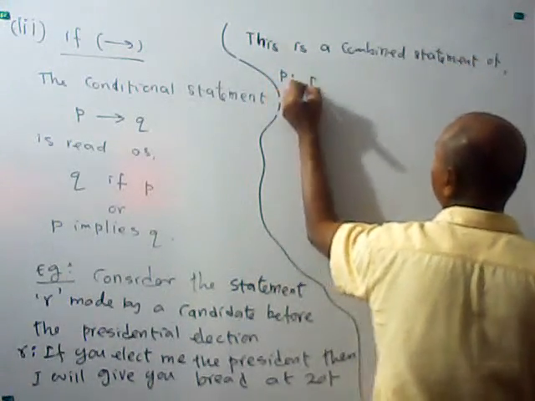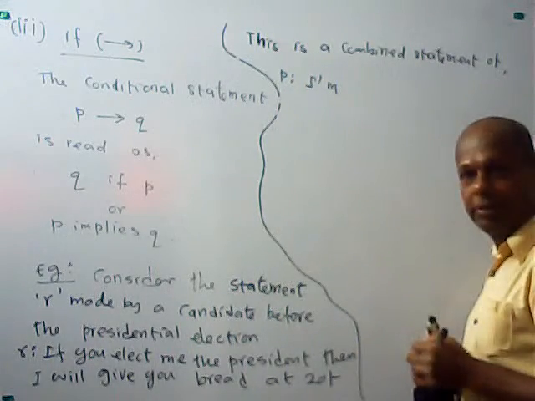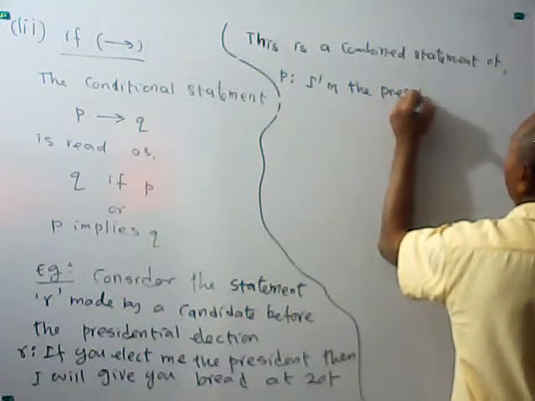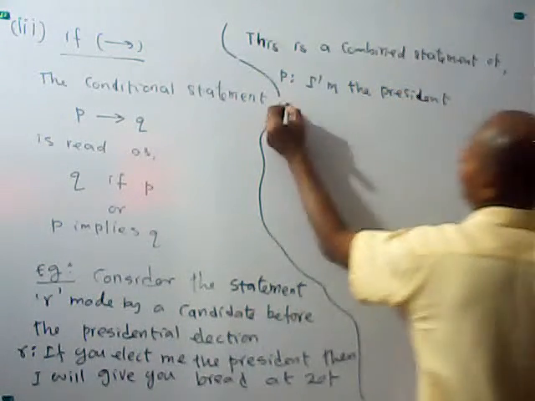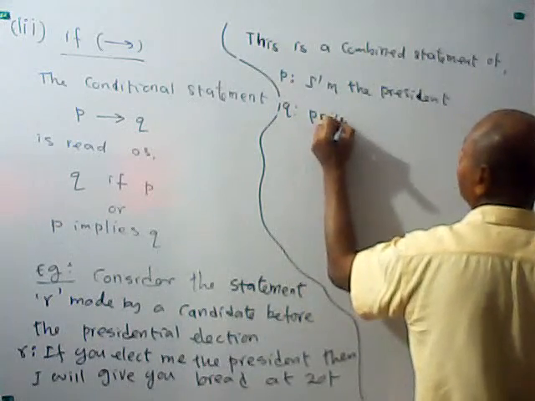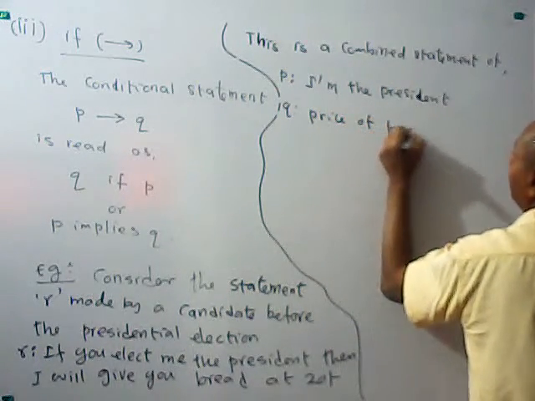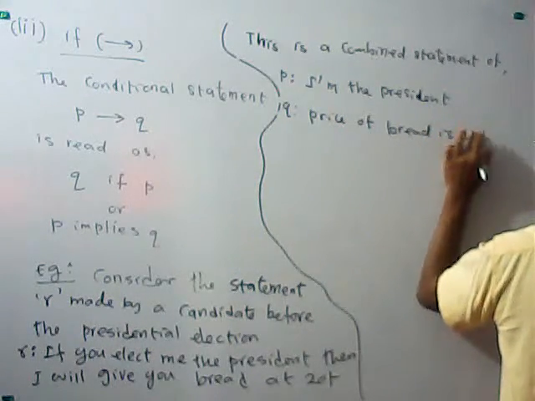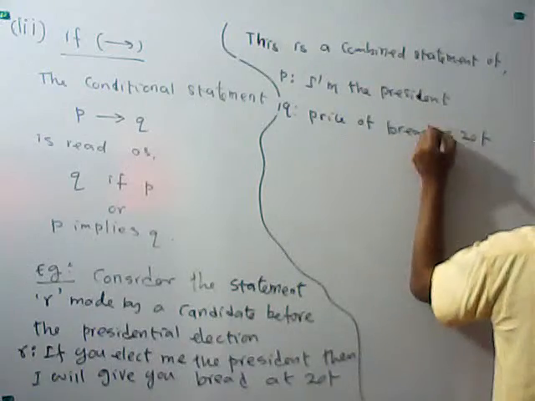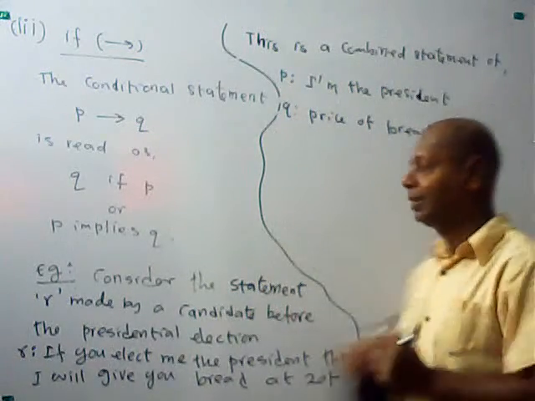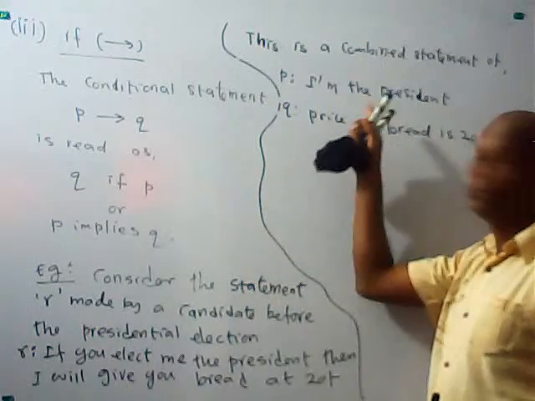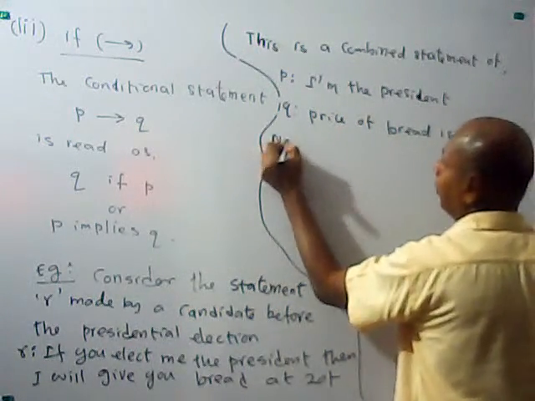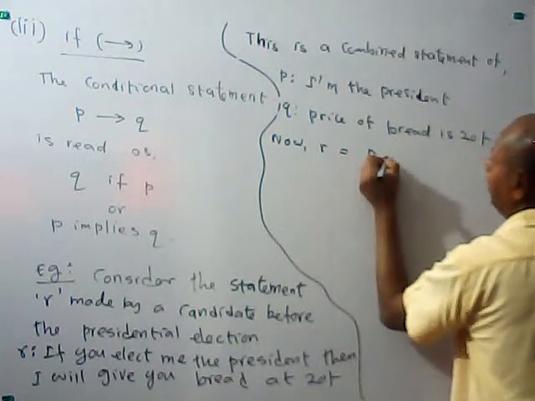P is I am the president. So you elected me the president, right? Q is price of bread is 20 rupees. So my statement is: if I am the president, then price of bread will be 20 rupees. Now the statement R is P implies Q.